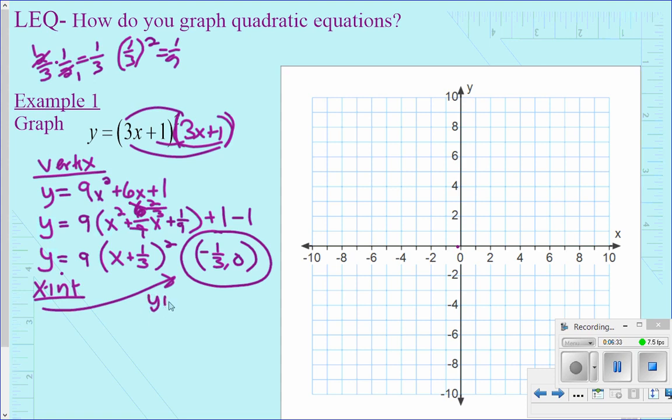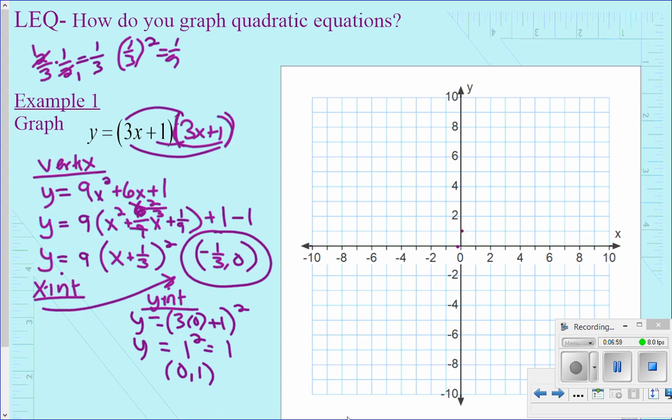Now the y-intercept I do have to find. So I'm going to substitute a 0 in for x. I'm just going to put it in the original equation. So that gives me 3 times 0 is 0 plus 1. 1 squared is 1. So a 0, 1 is our y-intercept. So 0, 1 is right there.